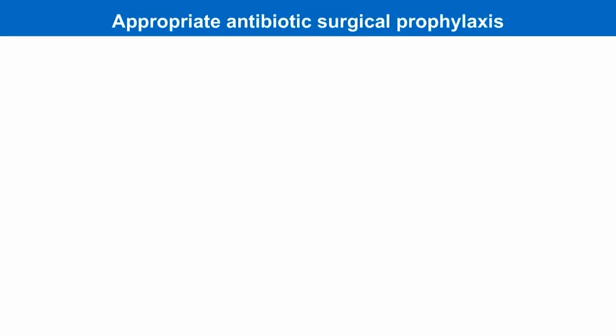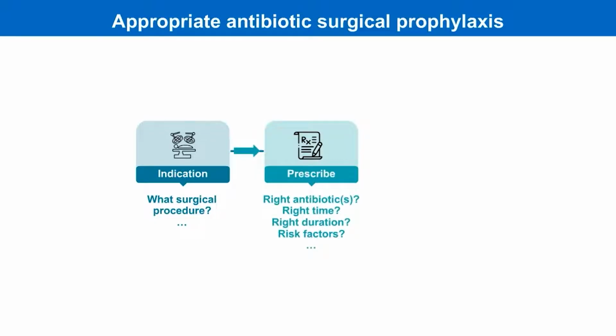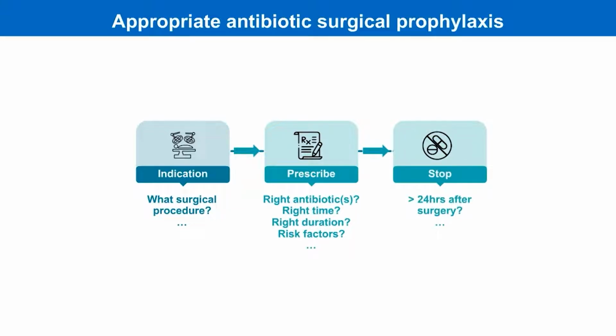Similarly, for appropriate surgical prophylaxis, the following are important. Review the indication. What surgical procedure is being undertaken? To guide prescribing, what is the right antibiotic or multiple? What is the right time and right duration? Are there any risk factors? Finally, stop antibiotic treatment. Generally, antibiotic prophylaxis should not be prescribed for more than 24 hours after surgery.